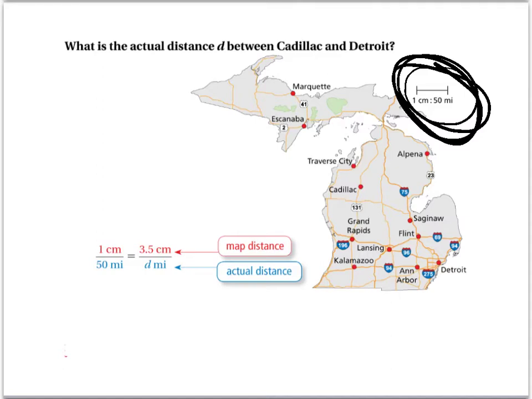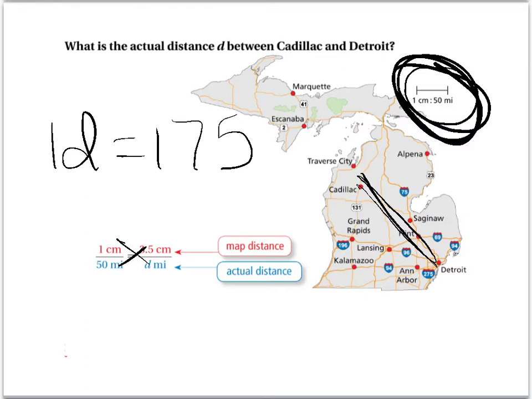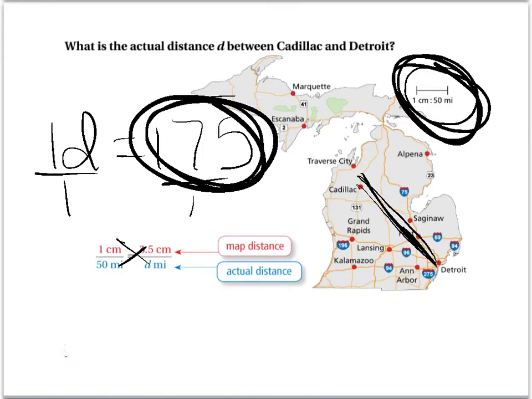They give an example here. We have a scale. Every centimeter is 50 miles. Well, let's say they measured the distance between Cadillac and Detroit, these two, and they measured 3.5 centimeters. We then can solve for miles. Sorry, kind of making a mess. I tend to do that. If I cross multiply, I get 1D equals 3.5 times 50. Cheating on my calculator, 175. Obviously, I divide by 1 on both sides. It is 175 miles from Cadillac to Detroit. Just a simple, easy example like that.